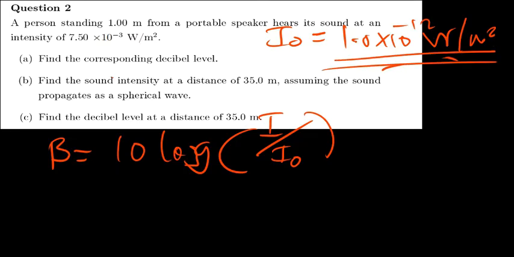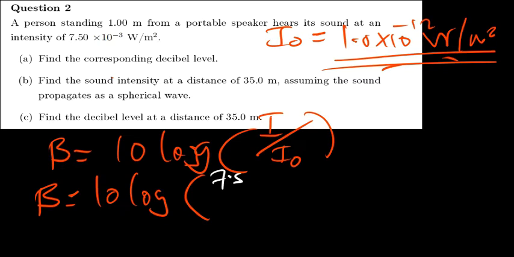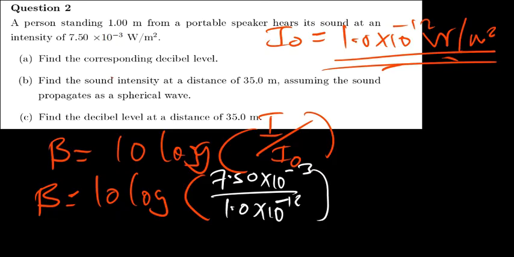The intensity which is on top here is 7.5, so this will be given by 10 log of 7.50 times 10 to the power negative 3, and I divide this by 1.0 times 10 to the power negative 12, like that.